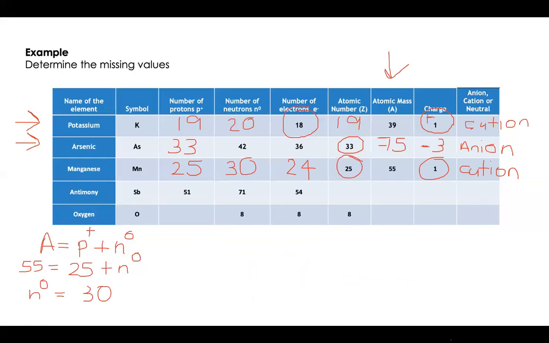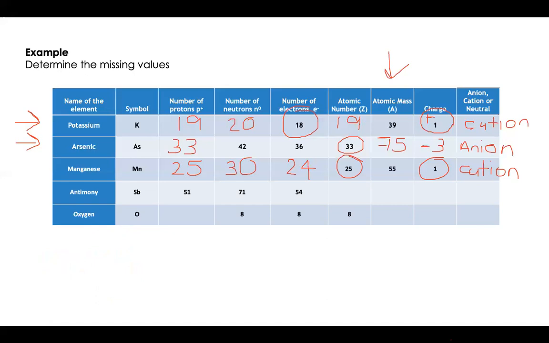The next element that we have is antimony, okay, which has a symbol Sb, and the information that we have is a number of protons, a number of neutrons, and the number of electrons. And what we have to find out is the atomic number, atomic mass, and the charge, okay?